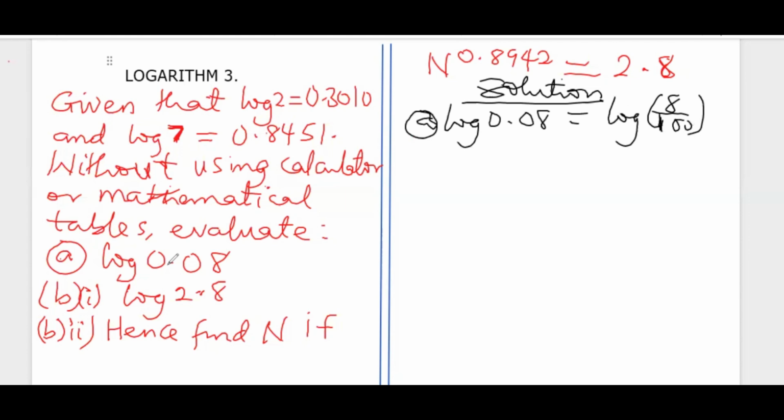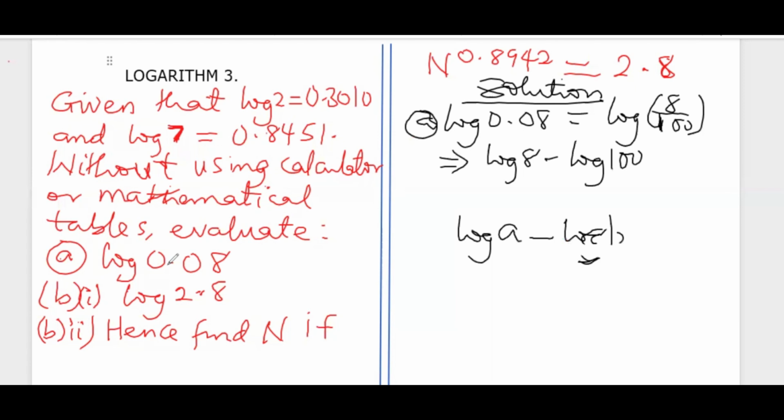So if you apply the law of logarithm to this, if you resolve this, you have log 8 minus log 100. Don't forget that in our previous example, we said log A minus log B, since they have the same base, can be simplified into A over B. So since the bases are the same, if you have this, you can resolve it back into this.